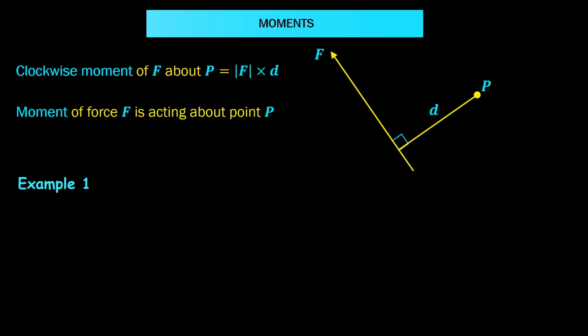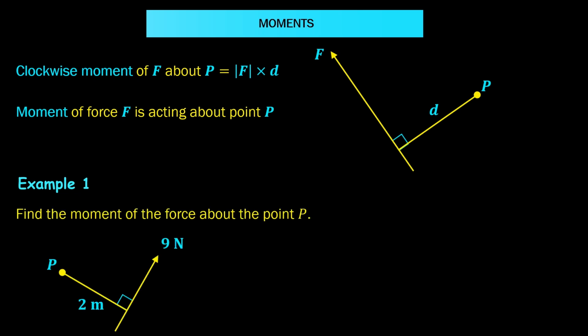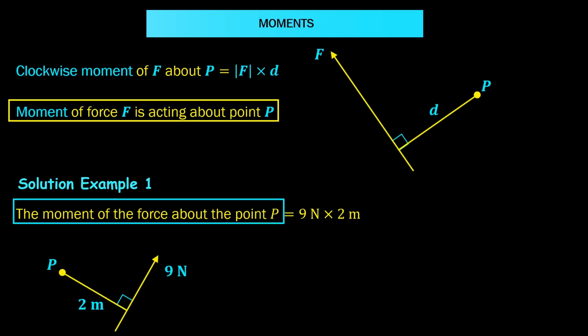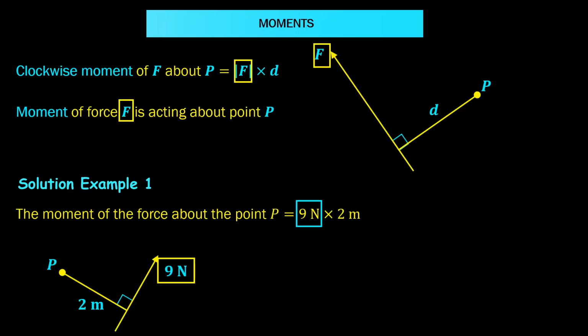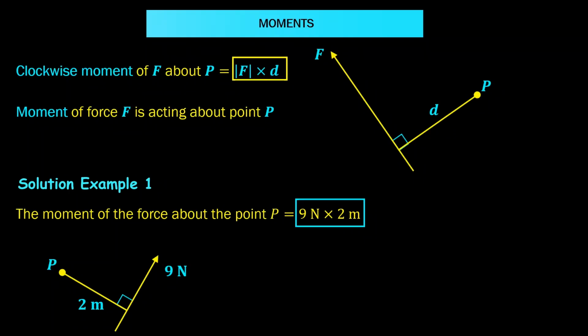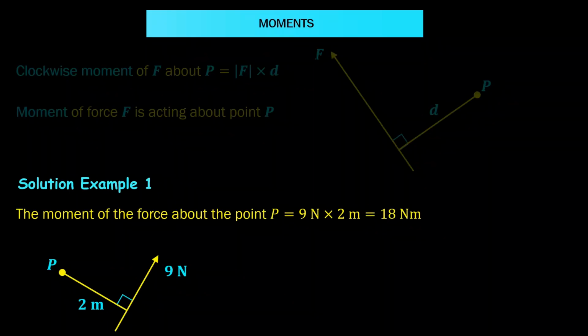Let's now take a look at an example. Find the moment of the force about the point P as shown in the diagram towards the bottom of your screen. So let's solve this. We have that the moment of the force about the point P equals 9 newtons times 2 meters, which equals 18 Newton meters. And this, of course, is measured anti-clockwise.